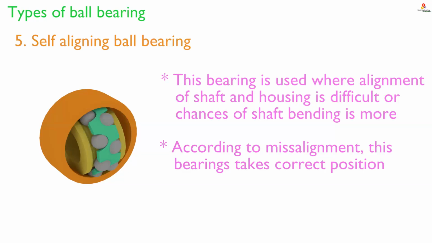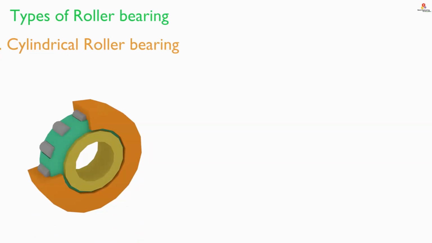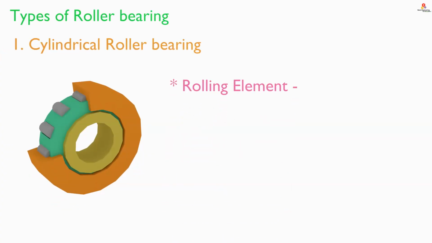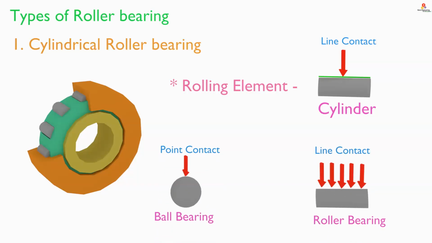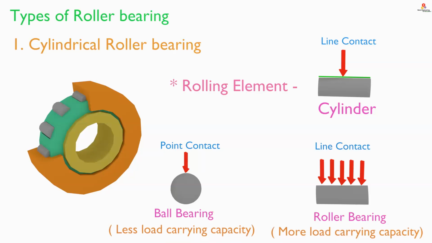Now we will see the subtypes of roller bearing. First is cylindrical roller bearing. In this type, the rolling element is cylindrical in shape and has line contact with the races. Line contact helps to take more load as compared with point contact. We had point contact in the ball bearings. Hence, the load carrying capacity of ball bearing is always less than the roller bearings.